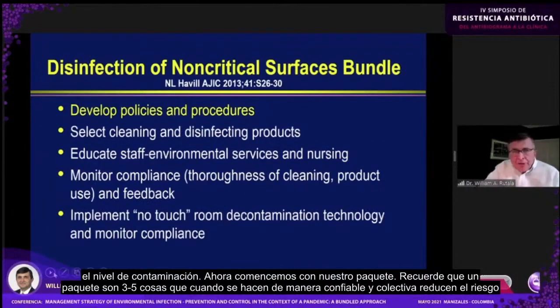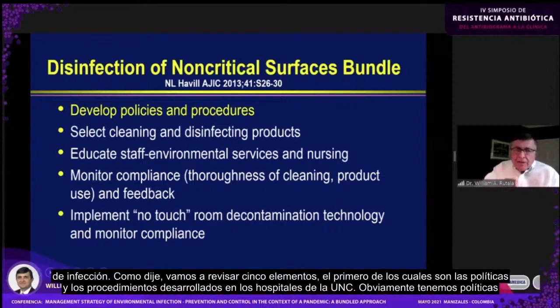Now let's begin with our bundle. Remember, a bundle is 3 to 5 things, which when done reliably and collectively, reduce the risk of infection. As I said, we're going to review 5 items, the first of which is develop policies and procedures.